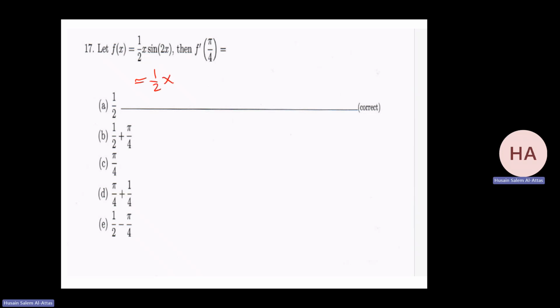That will be 1/2 x, and this will be 2 sine x cosine x. We know that sine 2x is 2 sine x times cosine x. So that will be x sine x cosine x. That is the function. Here I cannot do product of anything. I need to do it the long way.